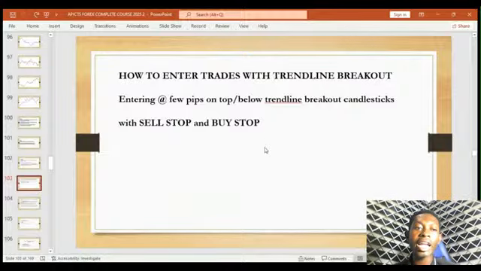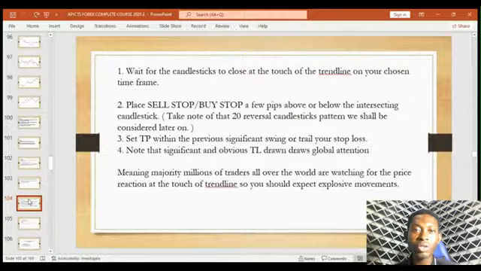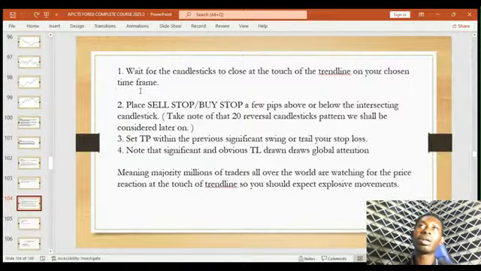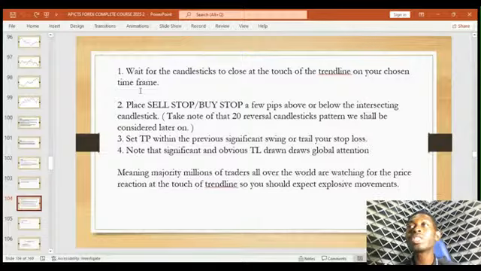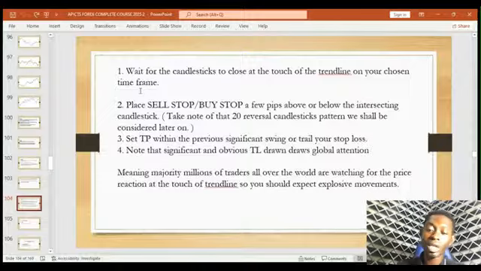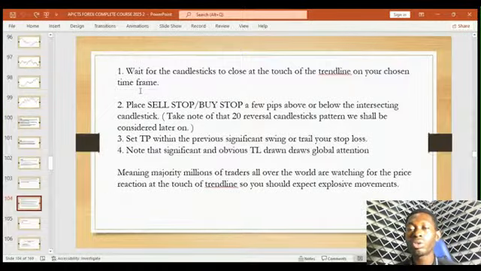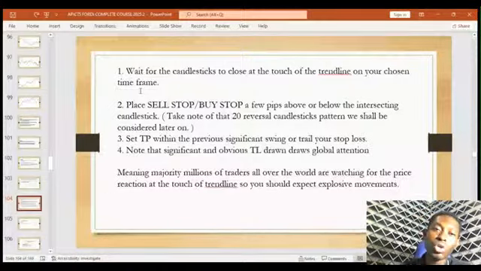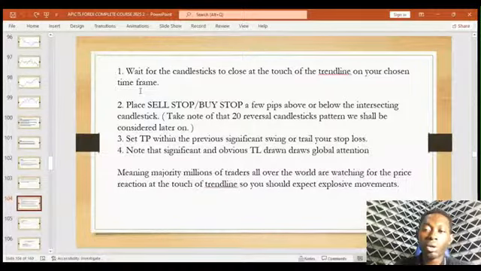Number 1, allow that candle to close. Wait for the candlestick to close at the touch of the trend line on your chosen time frame. When the trend line breaks, wait for the candlestick that breaks the trend line to close. Don't enter the trade while the candlestick is still forming, even if it remains 2 minutes before it closes. Allow it to close, on your chosen time frame. Usually choose a time frame that you stick with.